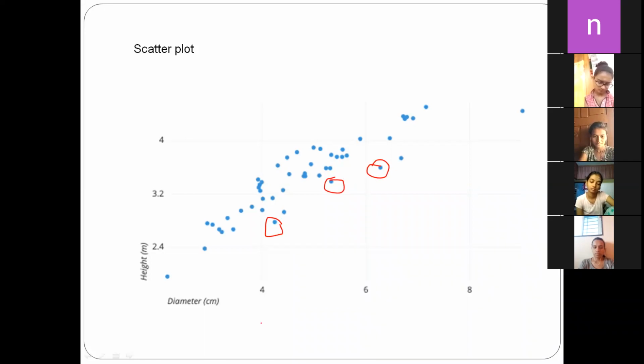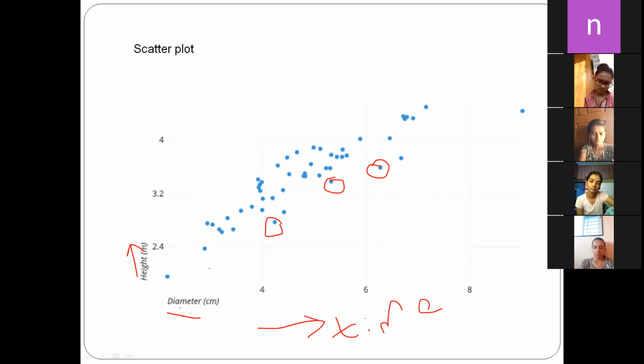This is also with the time only. Here in the x-axis it will be time, and in the y-axis the dimensions will be there. Here they have taken a diameter in centimeters. Here it is the height they have taken. See, these are some of the things. Go to know this one.